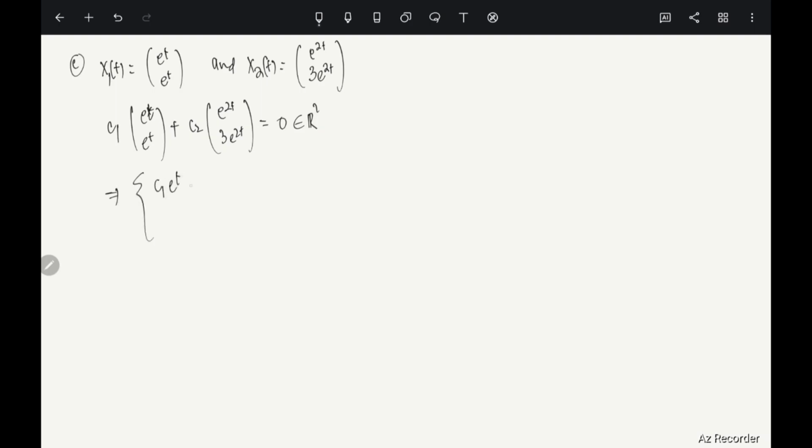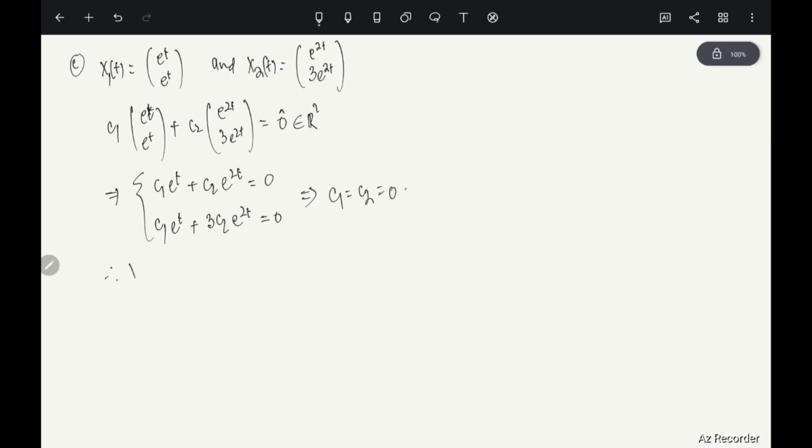c1 e to the power t plus c2 e to the power 2t has to be 0. This is in R, this is 0. So this is in R2. So let me put it this way. This is 0. And of course, again, by equating, you have c1 e to the power t plus 3c2 e to the power 2t. This has to be 0. Clear? Now you do realize that if both the cases have to hold, then c1 has to be equal to c2, which has to be equal to 0.